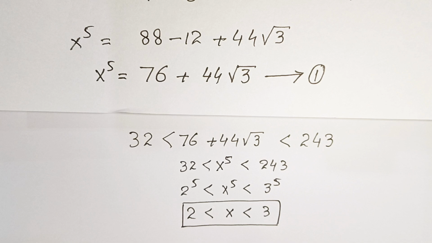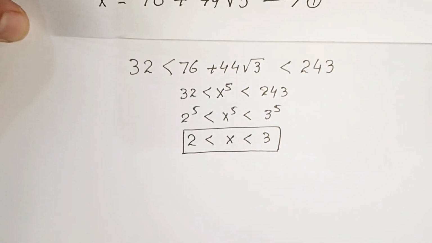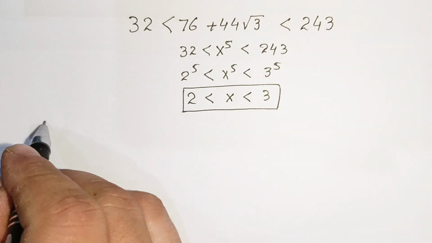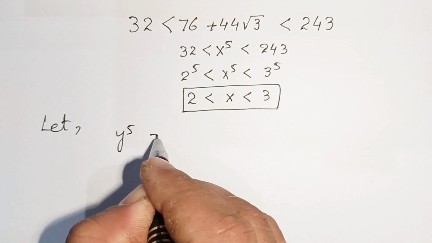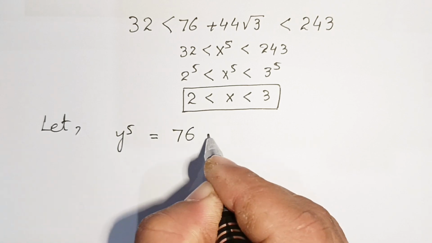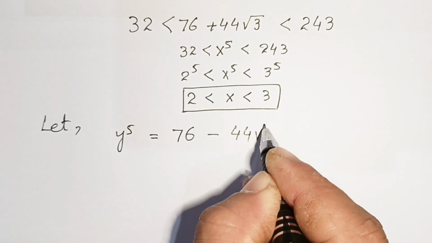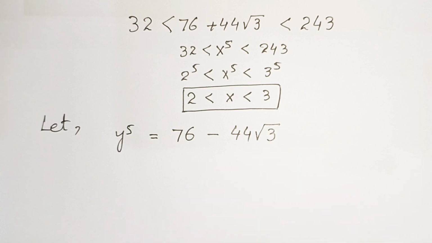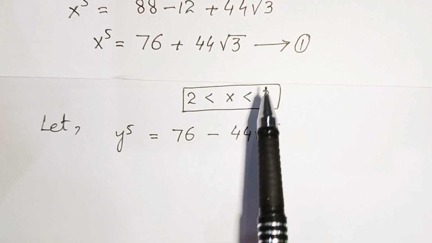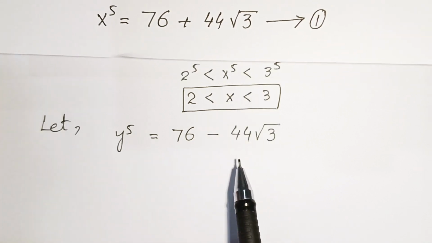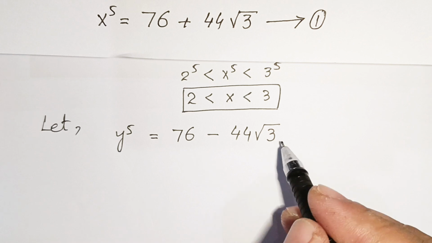Now we are going to write that let us suppose that we have y to the power 5 is equal to 76 minus 44 square root of 3. So if x to the power 5 is equal to 76 plus 44 square root of 3, then y to the power 5 is equal to 76 minus 44 square root of 3.